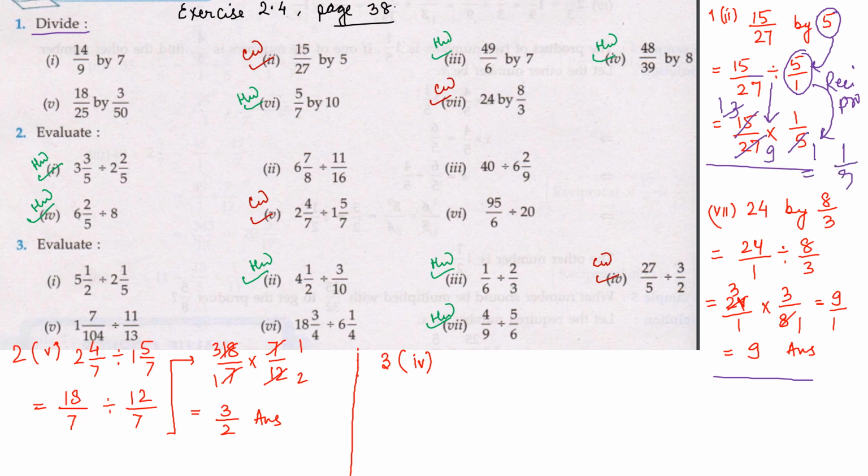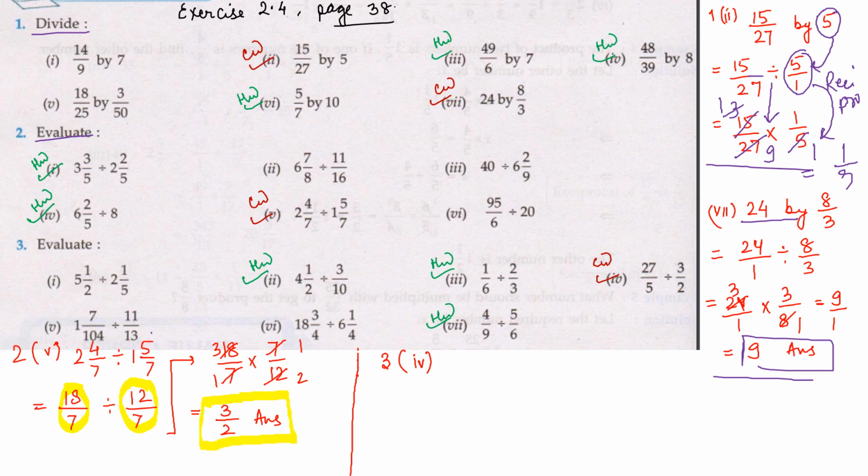Okay. 24 by 8 by 3. It means 24 by 1 divided by 8 by 3. On solving, you will get the answer as 9. Question number 2 is evaluate. Evaluate also means to do the calculation, whatever is asked. Let us take subpart 5th. 2 whole 4 by 7 divided by 1 whole 5 by 7. So that will be 18 by 7 divided by 12 by 7, which on solving will give you the answer as 3 by 2.